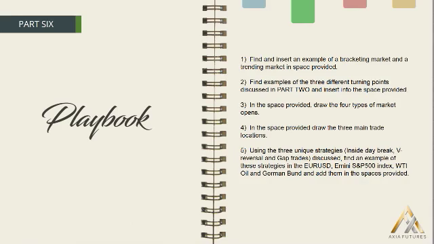Then, in the space provided, draw the four types of market open. So just visually draw them. What do they look like? Bang, open drive, open test drive, open rejection reversal, and the auction open. Fourth, in the space provided, draw the three main trade locations. So what are those three trade locations that are very often exhibited in volume profiling?